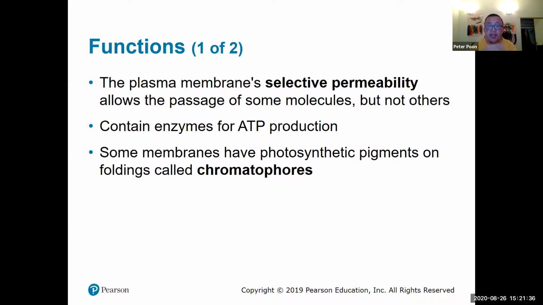The membrane actually contains the enzymes for ATP production. Remember, bacteria do not have their own mitochondria for ATP production. In fact, the mitochondria are bacteria, and the mitochondrial surface membrane is where you do ATP production. So, yeah, there are enzymes on the plasma membrane for ATP production.